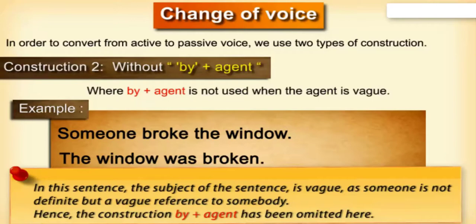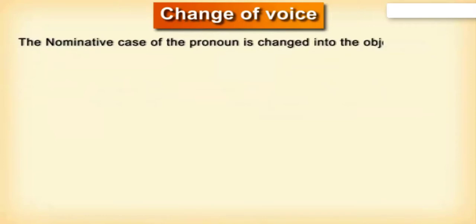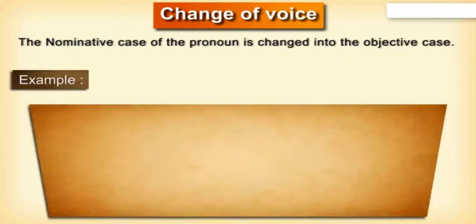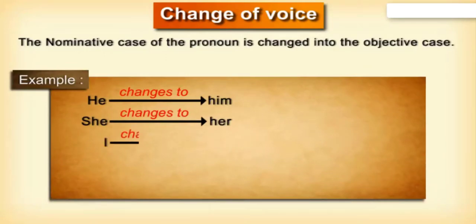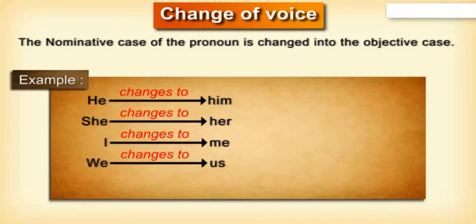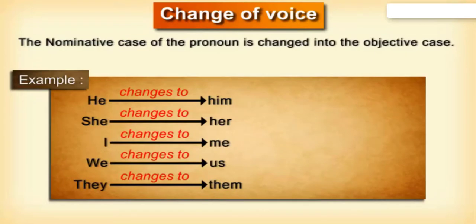Note, while changing active to passive voice, the nominative case of the pronoun is changed into the objective case. For example, he changes to him, she changes to her, I changes to me, we changes to us, they changes to them, you remains the same as you, it remains the same as it.